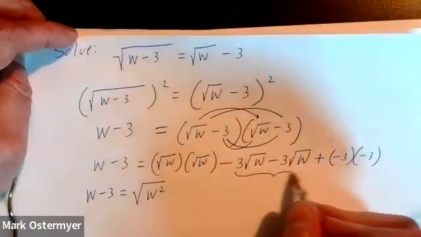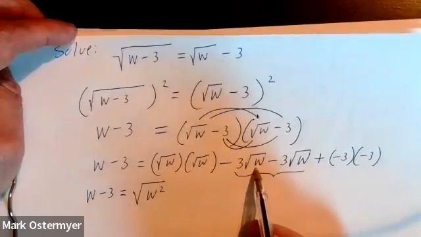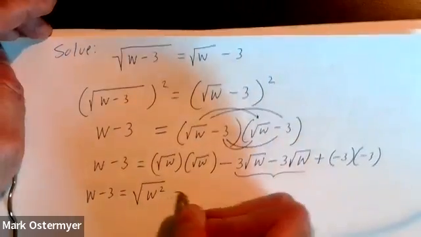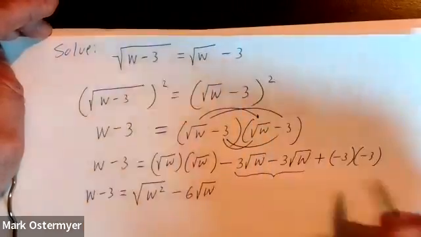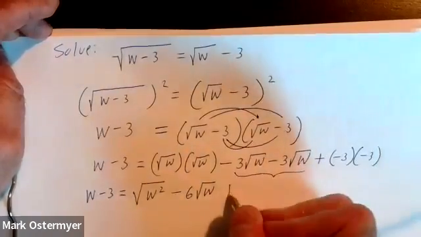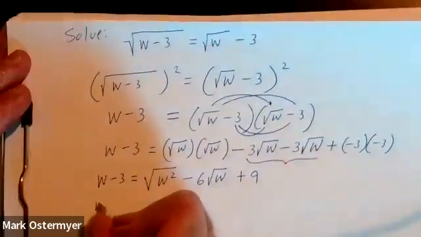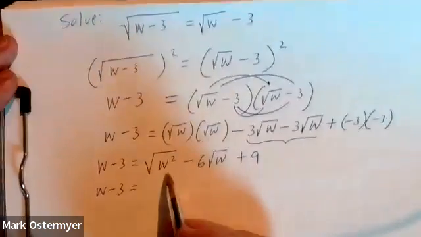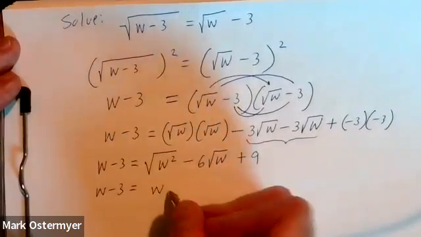These are like radicals that need to be combined. A negative 3 square root of w minus 3 square root of w is going to net us negative 6 square root of w. Negative 3 times negative 3 at the end is a plus 9. The square root of w squared simplifies down to w.